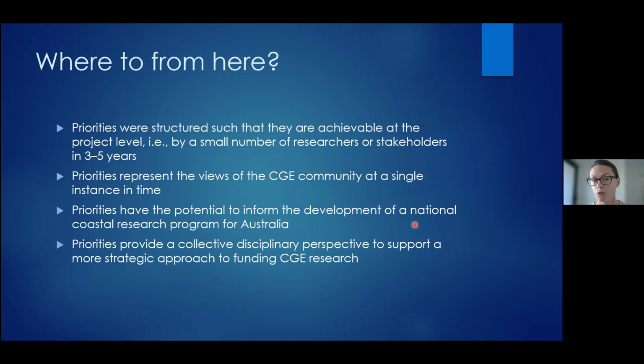And really, ultimately, I hope that these priorities provide a perspective that allows us to have a more strategic approach to funding coastal geoscience and engineering research. We're working in a resource-limited environment. There is only so much time, only so many people, and only so much research funding. And so we really want to make the best use of it. We want to make sure that our research funding, our time, our effort goes towards addressing these priorities that are the most important and are the ones that are going to have the most impact, because we've seen the impacts of climate change. We know we need to do something about this. So if we work together and use the information from this survey, we can hopefully have better outcomes as a result of our coastal geoscience and engineering research in Australia.